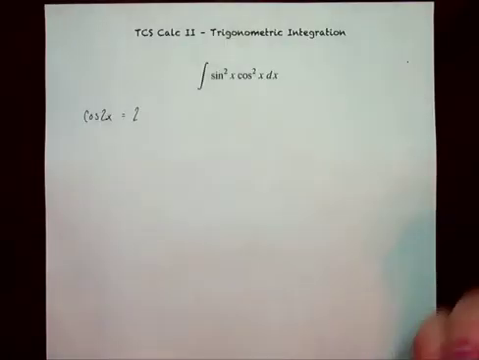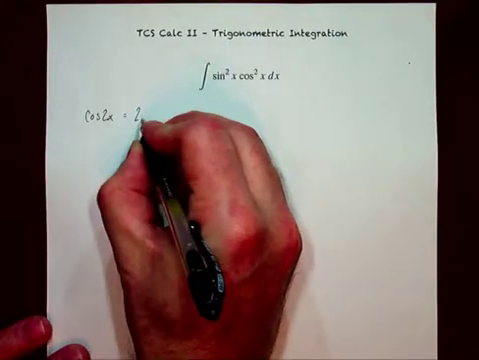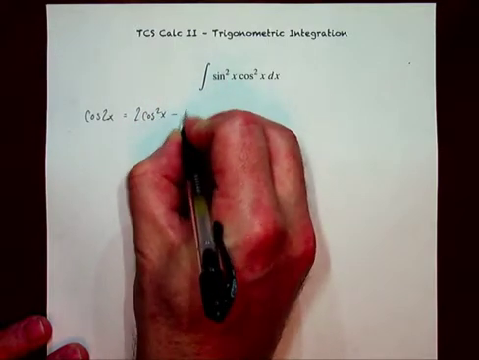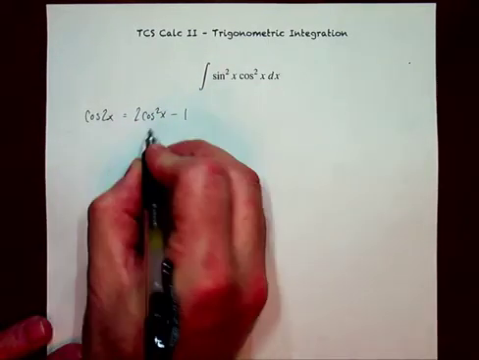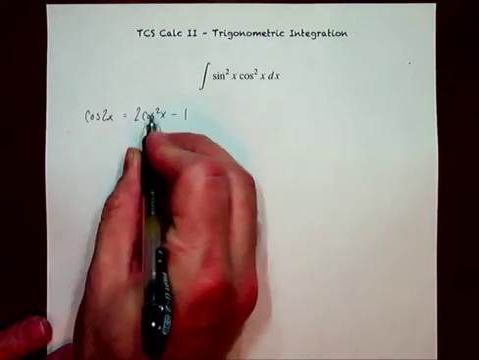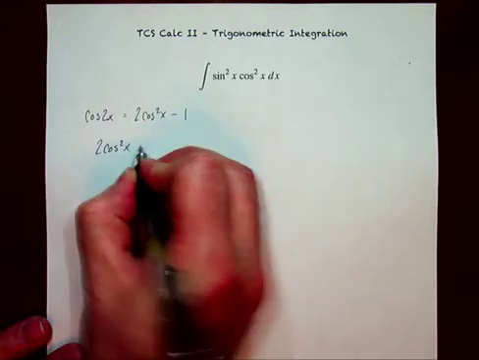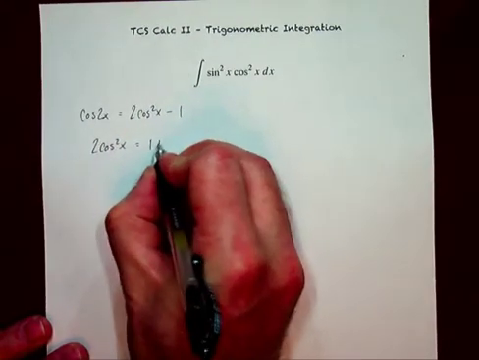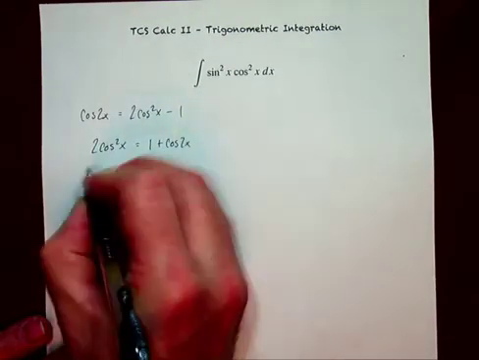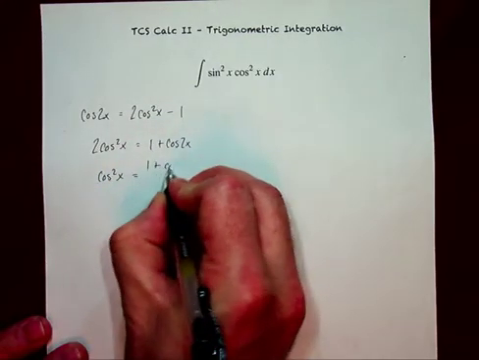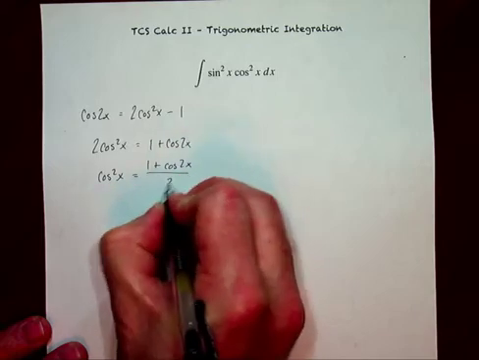So let's do that. Let's start with the cosine one since I've already put a 2 down. 2 cosine squared x minus 1. Well, that means that if I'm solving for cosine squared, I'm going to switch sides as I add 1 to both sides, and I get 1 plus cosine 2x. And cosine squared x is equal to 1 plus cosine 2x over 2.